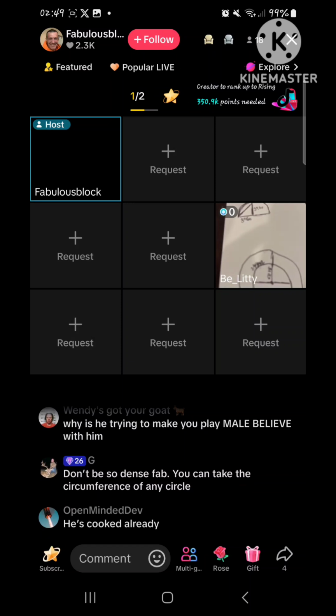I'd minimize the circumference. He does what? I mean, the only way to minimize the circumference of a circle is to reduce the radius. But you watch and see that Fabulously Blocked actually has no idea what he's talking about. He's using a word, and then his explanation makes absolutely no sense whatsoever.